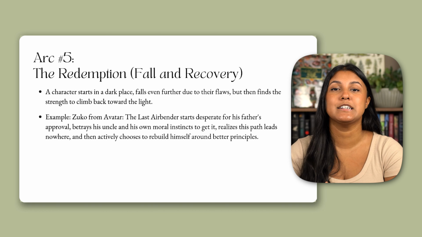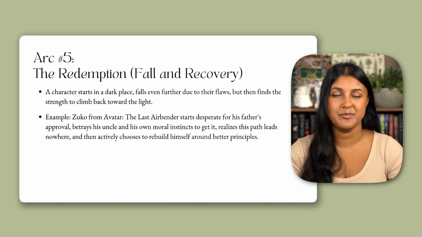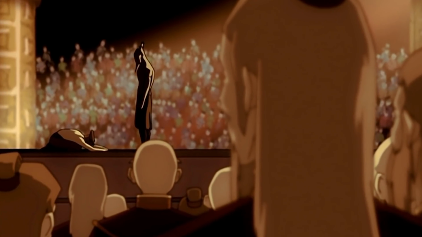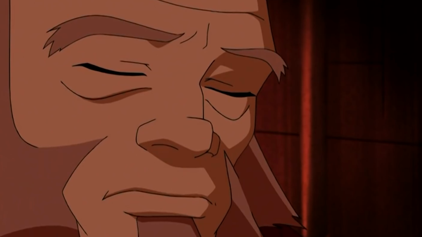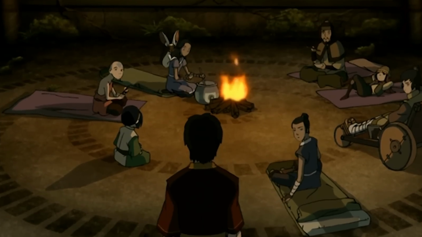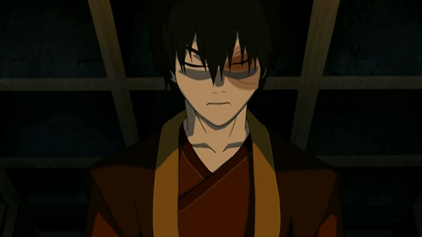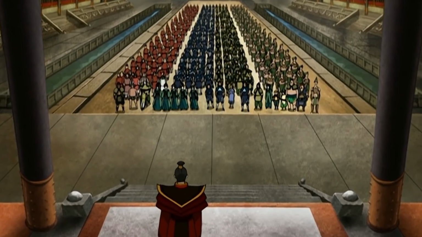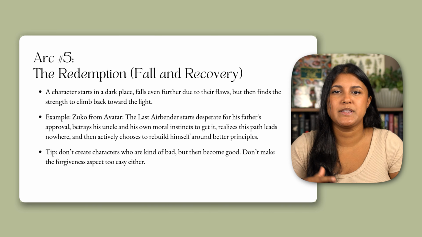The gold standard here is Zuko from Avatar: The Last Airbender. He starts desperate for his father's approval, he betrays his own uncle and his moral instincts to get it, realizes this path leads nowhere, and then actively chooses to rebuild himself around better principles. When writing this arc, don't skip the fall part. Don't create characters who are kind of bad but then become good.